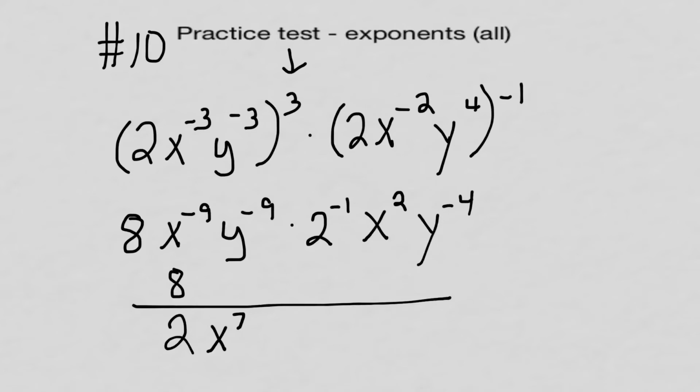Then I got y to the negative 4th, y to the negative 9th, and y to the negative 4th. That gives me y to the negative 13th. So I'm going to put that on the bottom. It was y to the negative 13. I put it to the bottom and made it positive. I'm not done because I've got one last thing that happens. The 8 and the 2, I can actually divide that. Both of them are divisible by 4. 8 divided by 4 is 2.